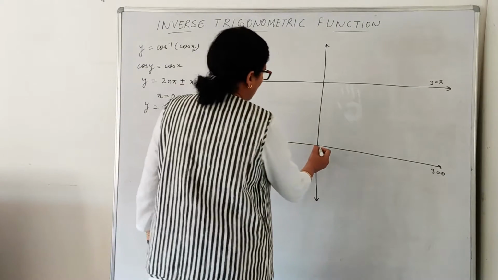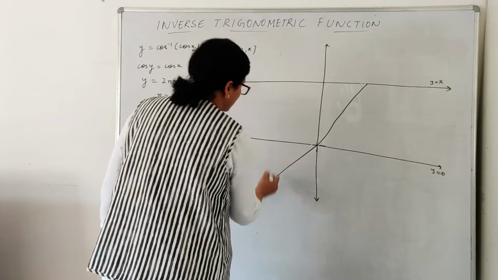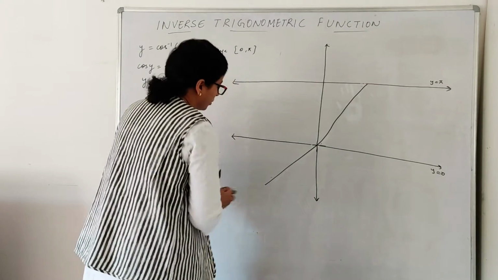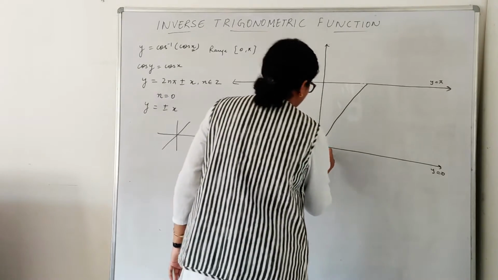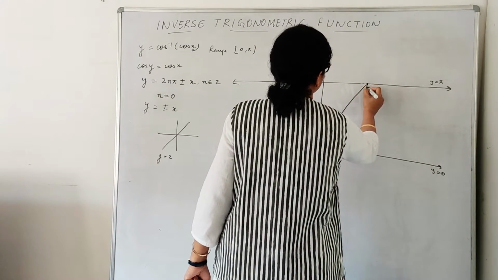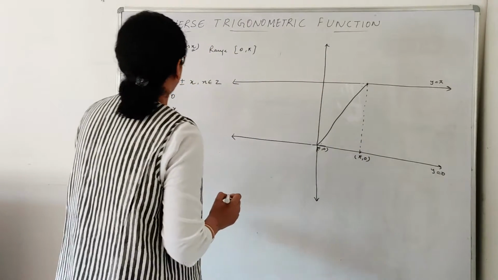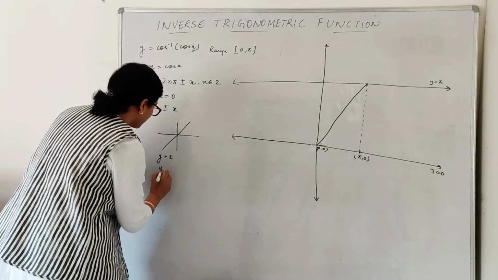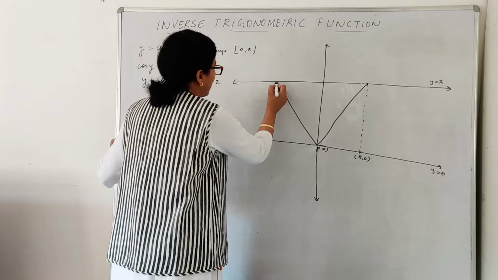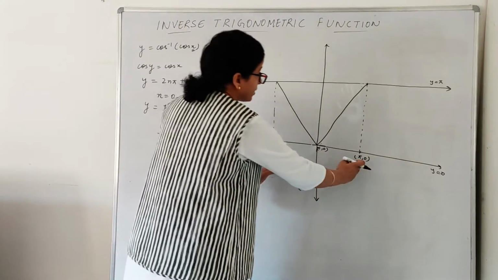So if I am talking about y is equal to x, it will be a line passing through origin. This is the y is equal to x line. But since my range is 0 comma pi, this down part will not be there. So this point is 0 comma 0, and what will be this value? This will be pi comma 0, right? Now if I am talking about y equals to minus x, it will be lying in the opposite direction, right? And what will be this value? Minus pi comma 0.